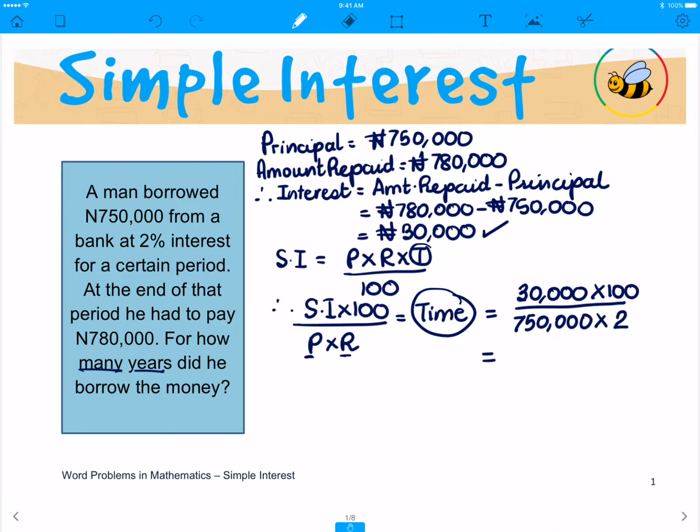So let's do the arithmetic. Let's take away these zeros, take away more zeros. We are left with 75 times 2, 300. 2 into 300 is 150. 75 into 150 is 2. The answer is 2 years.